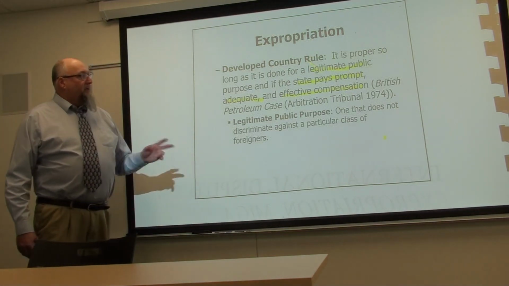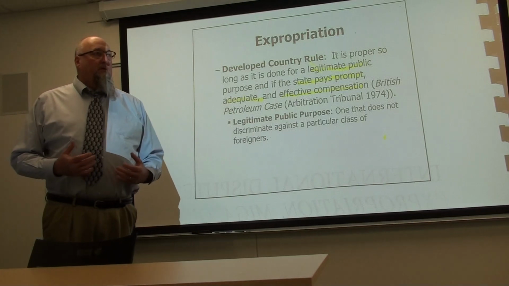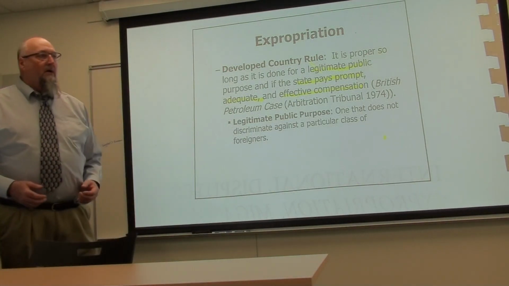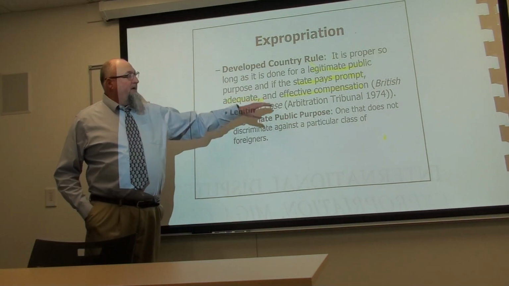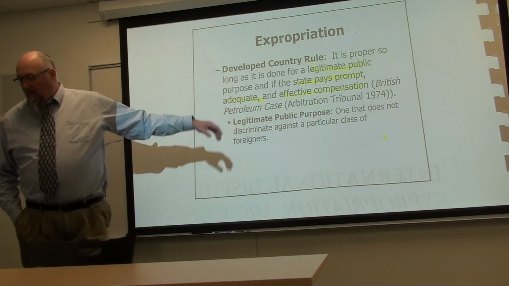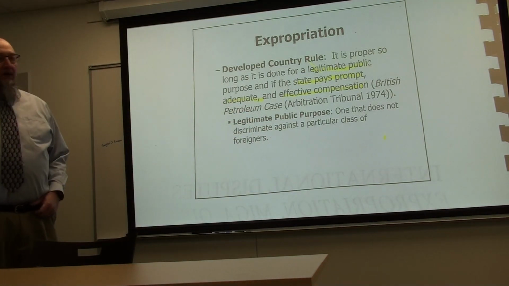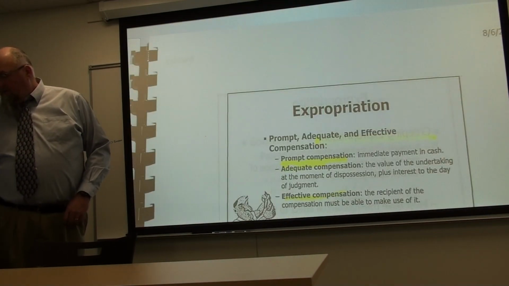Part two is, in order for the expropriation to be legal essentially under international law, and this is also true under domestic law in the U.S., the state must pay prompt, adequate, and effective compensation. That comes from an arbitration ruling in 1974. So next slide over. What do we mean by compensation?